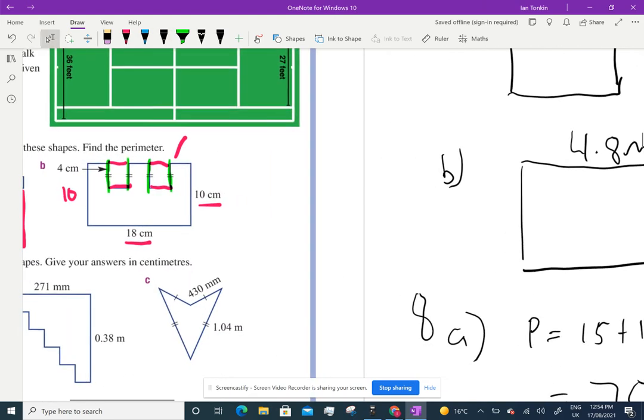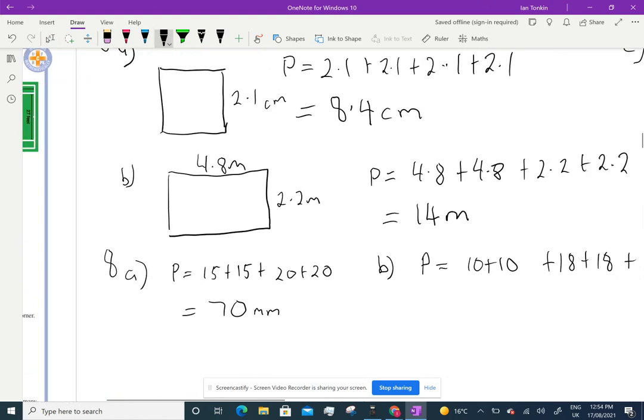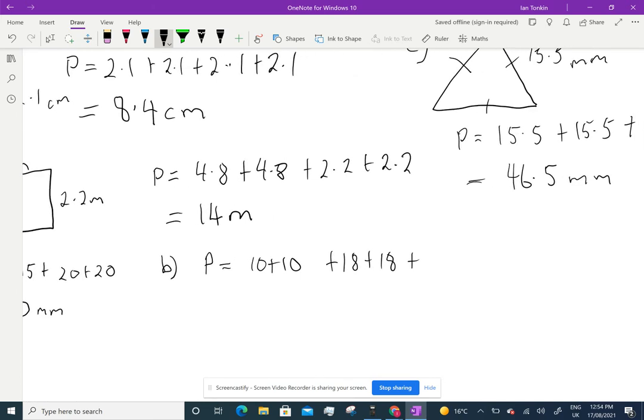Now they've indicated that they're all the same by showing that symbol. So they're all 4 centimetres. Now I could go 4 times 4, but as I said, I don't want to confuse it with area later on. So 4 plus 4 plus 4 plus 4. Okay, 10 plus 10 is 20. 18 plus 18 is 36. So 20 plus 36 is 56. Plus I've got 4 4s here, which is 16. 56 plus 16, 72 centimetres.